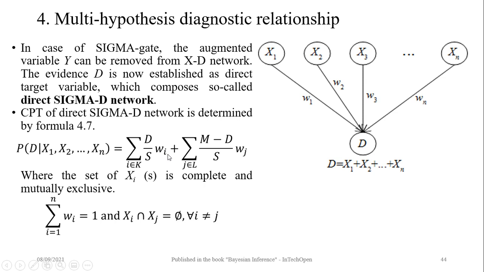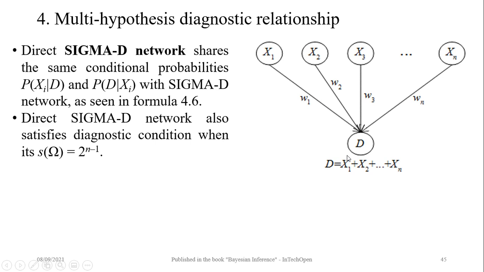Here, equation 4.7, where the set of SI is complete and mutually exclusive. The next figure shows the direct sigma D network. Here, the direct sigma D network shares the same conditional probability of SI given D and probabilities of D given SI with the sigma D network as seen in the equation. The direct sigma D network also satisfies the diagnostic condition when its S omega equals 2 power n subtract 1. The next figure shows the sigma D network.